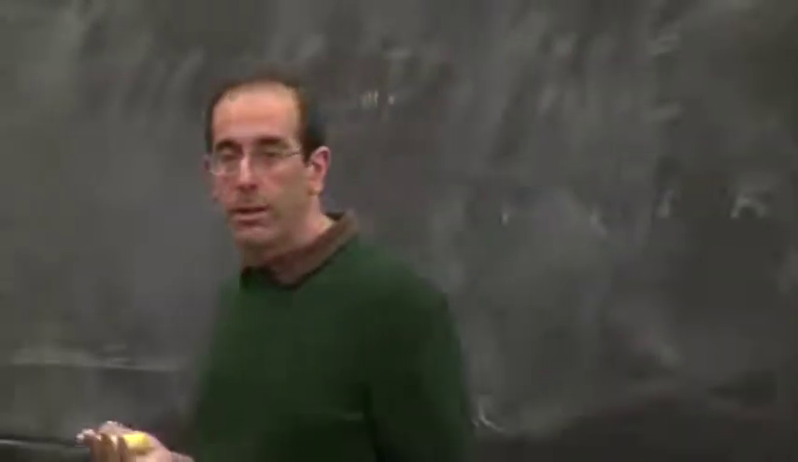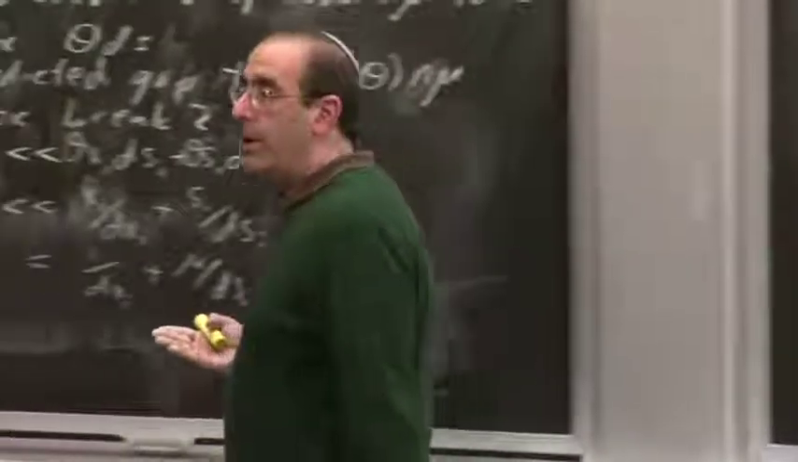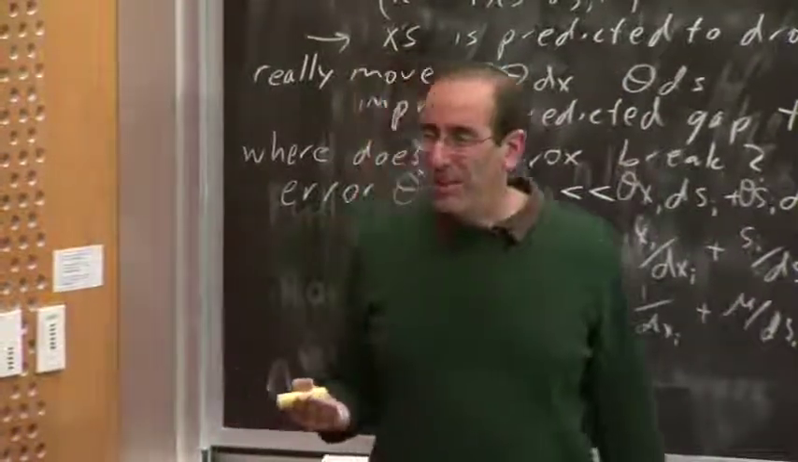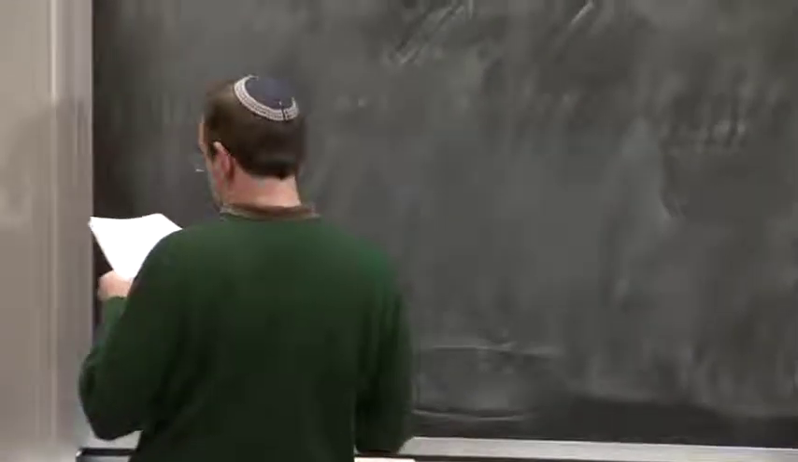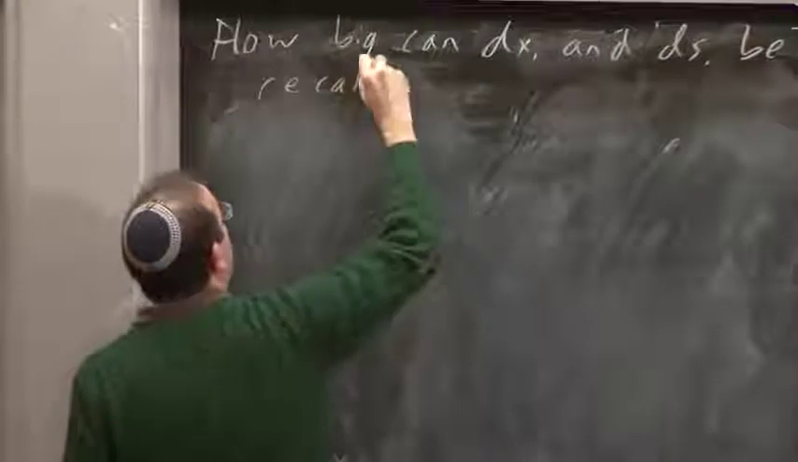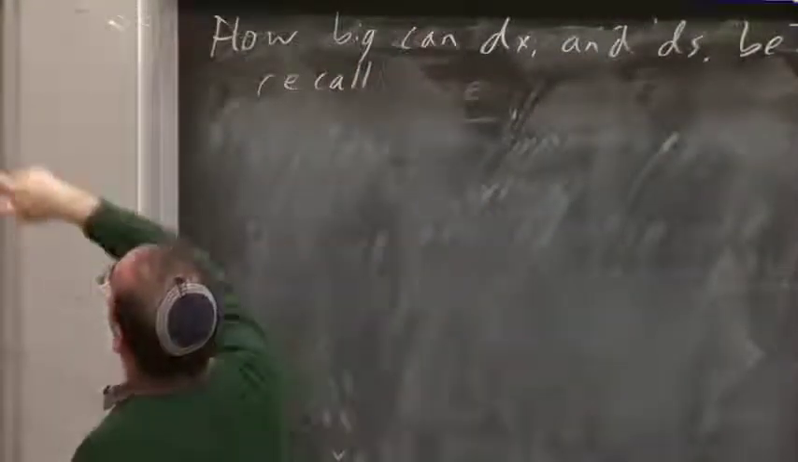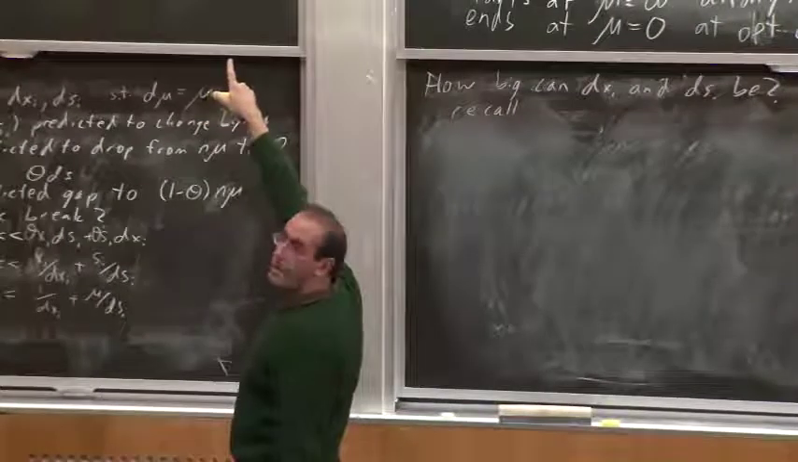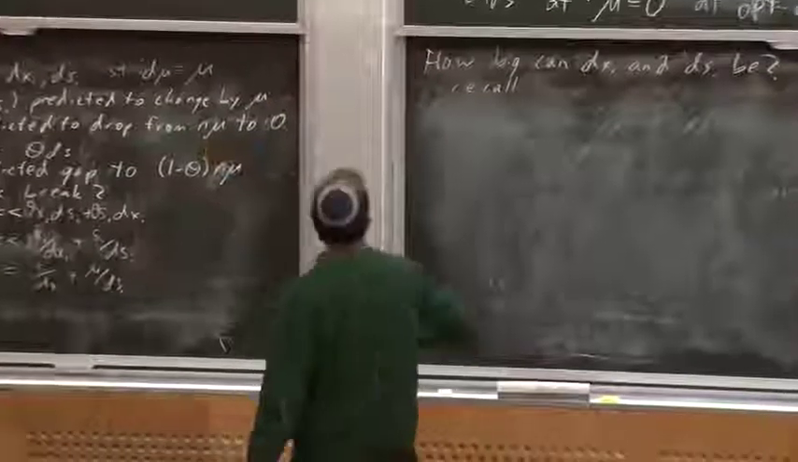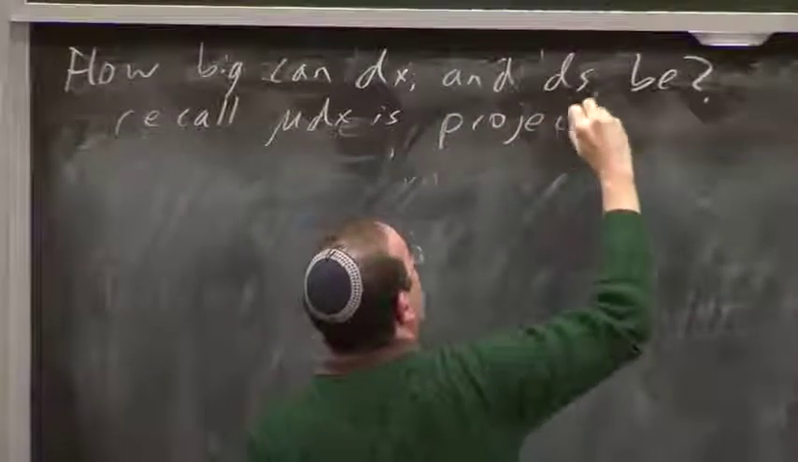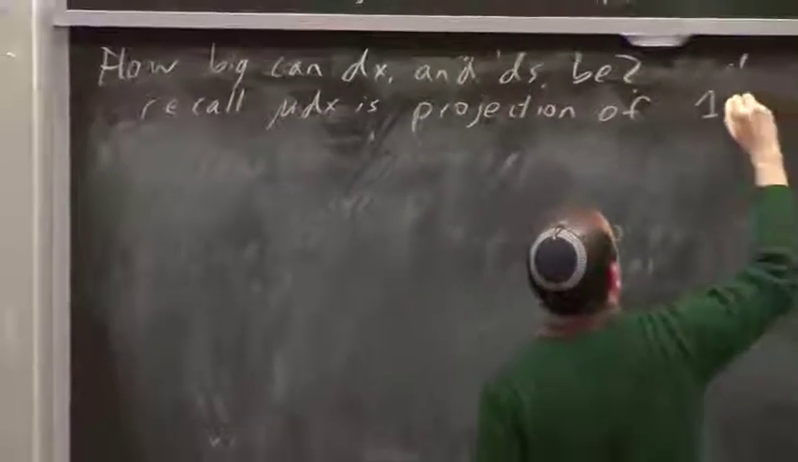We took a projection, right? And this is actually all that we're going to use, right? If you take a projection, you can't get a vector that's longer than you started with, right? So recall that if we look at those equations up there, we said that 1 sub mu can be written as mu dx plus ds. Those are two parts of the projection. So that mu dx is a projection of 1 times mu.